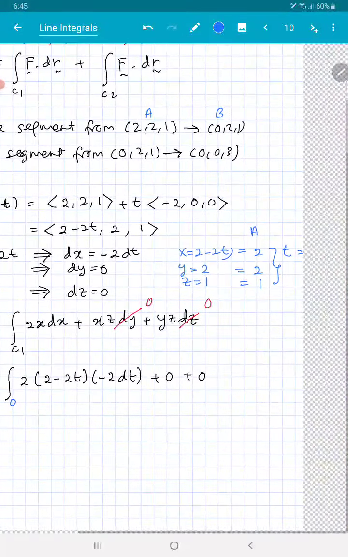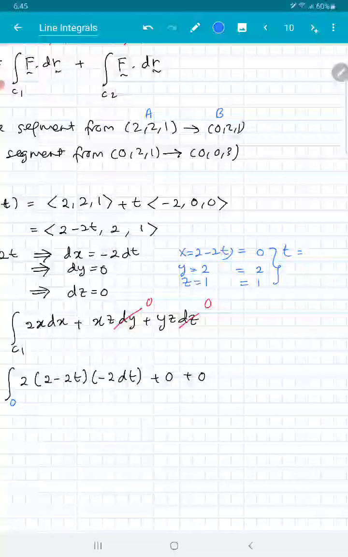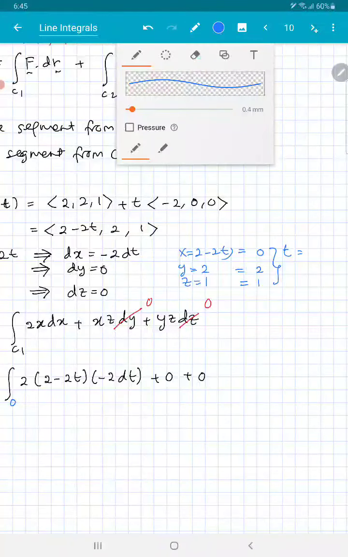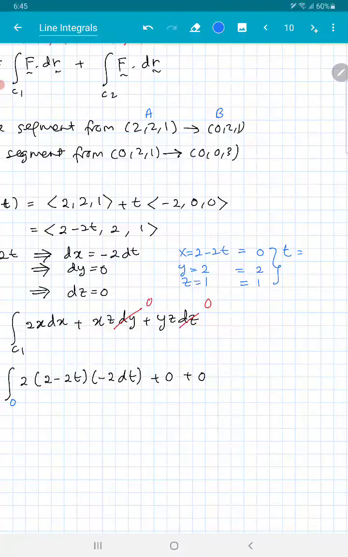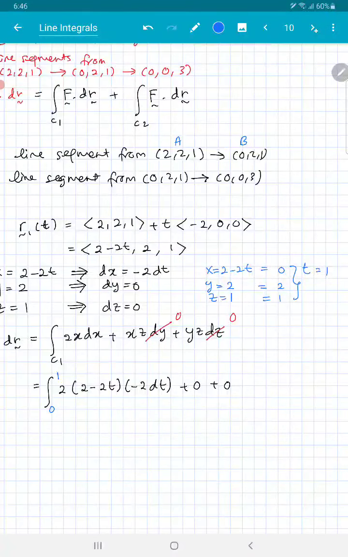Okay, and then you can get the value of t at point B. At point B, the coordinate for x is 0, the coordinate for y is 2, and the coordinate for z is 1. From there you can see that t is equal to 1, because when we replace t with 1, we have 2 minus 2, which is 0. And as you can see, y and z do not depend on t. So the upper limit for t is 1.